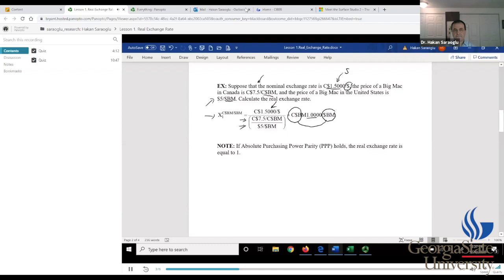That means if you give up consuming 1 US Big Mac and convert your money to Canadian dollars, you can also consume 1 Canadian Big Mac. That means, in this case, with this exchange rate and these prices, you preserve your purchasing power. So that's why we say absolute purchasing power parity holds and the real exchange rate is equal to 1 in that case. Great. So that means now we are ready for a quiz to confirm our understanding of the concept of the real exchange rate.